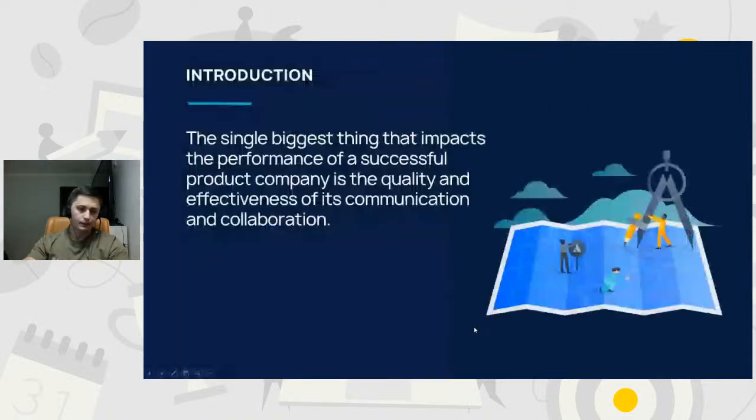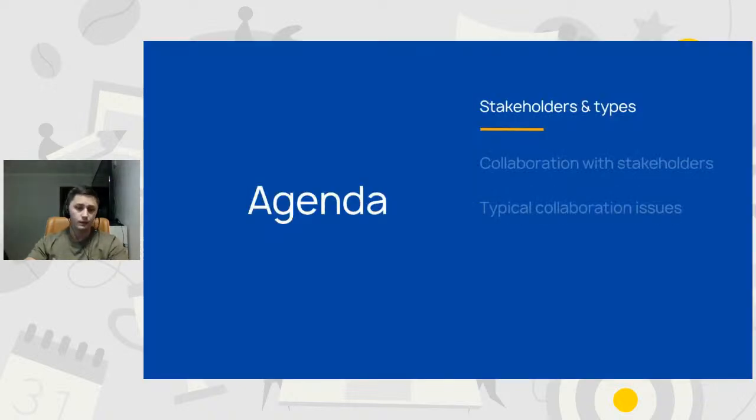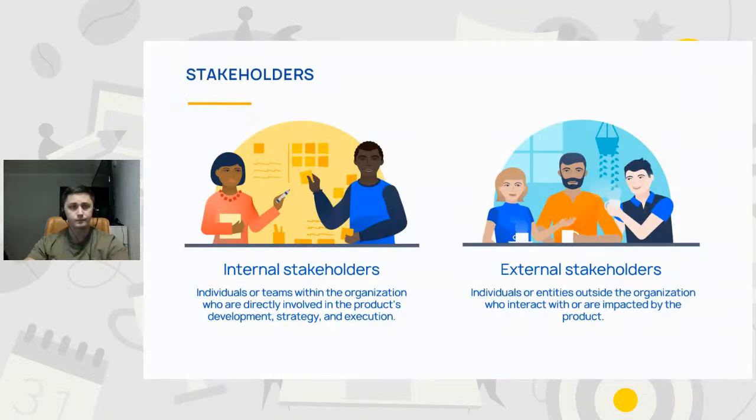Getting back to our webinar, it's not a secret that the biggest thing that impacts the performance of a successful product company is the quality and effectiveness of its communication and collaboration. That is why within this webinar, I want to talk with you about stakeholders and their types, different techniques for how to collaborate with different stakeholder groups, and typical collaboration issues which you may encounter in a product company.